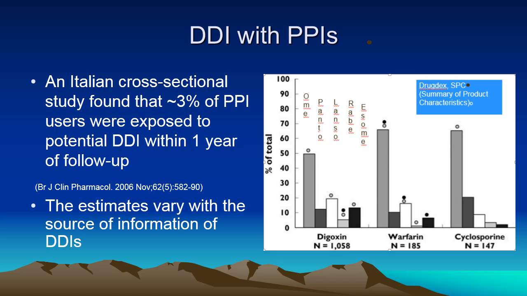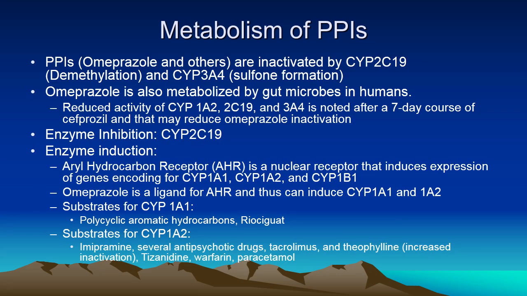An Italian cross-sectional study found that approximately 3% of the proton pump inhibitor users were exposed to potential drug-drug interaction within 1 year of follow-up. The estimates actually vary depending on the source of information on DDI. Now look at the metabolism of proton pump inhibitors. They are inactivated by cytochrome 2C19. They are actually demethylated, and then also sulfone formation occurs by involvement of CYP3A4.